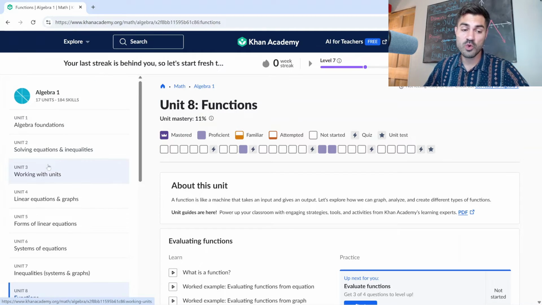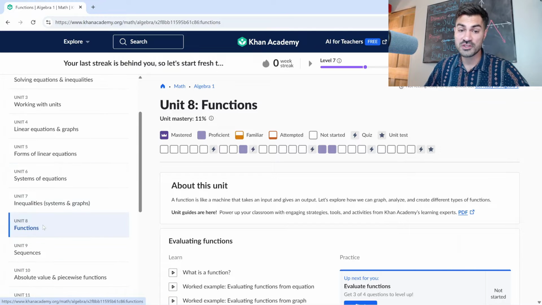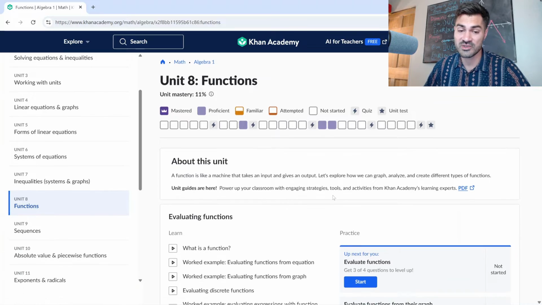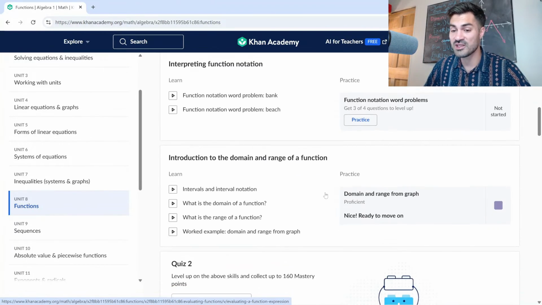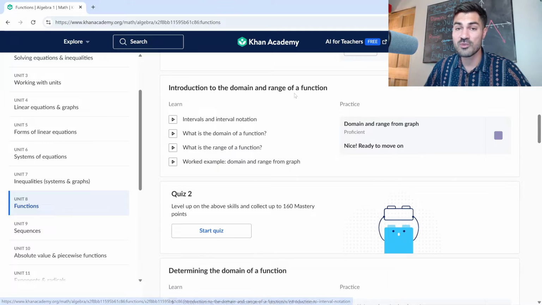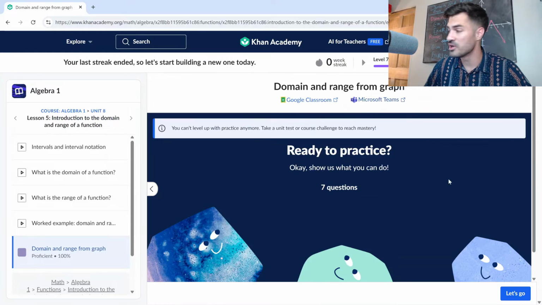I'm here in Algebra 1 on Unit 8, Functions. Functions are probably the most important concept in math, so you should be on here practicing some of this stuff. I just made a bunch of videos on domain and range, so that's what we're going to do today in this video. Introduction to the domain and range of a function. We got some videos here. I got some videos on my channel. And we're going to practice finding domain and range from a graph.